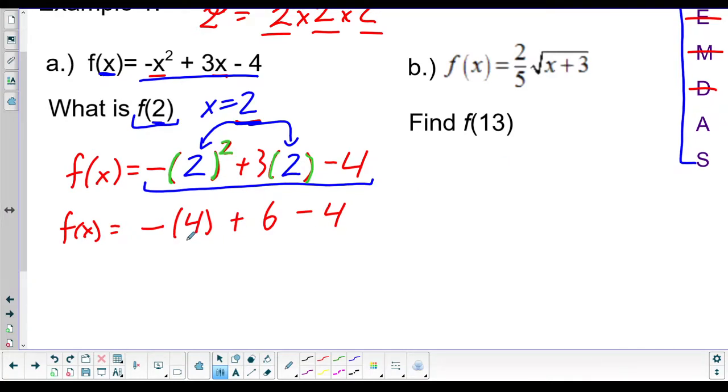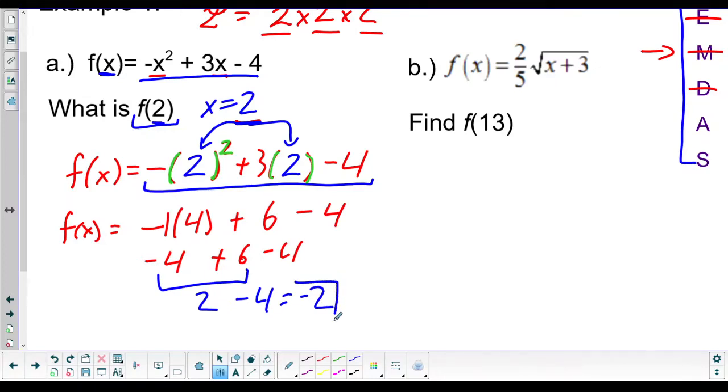So we can do it straight across. This negative 4 we could rewrite as negative 1 times 4 if that makes you a little bit more comfortable. That's kind of like a multiplying step. This negative is a negative 1 being multiplied to 4 to get negative 4. Or you can just slap the negative on there. So negative 4 plus 6 minus 4. Negative 4 plus 6 is 2. So this is 2 minus 4, which is negative 2. And that's our answer.